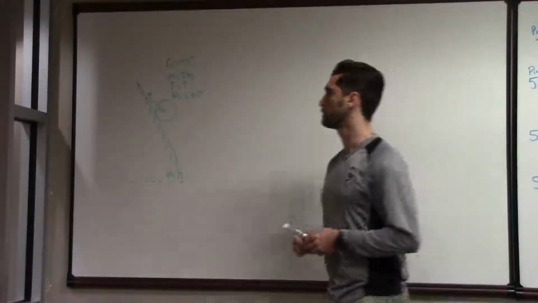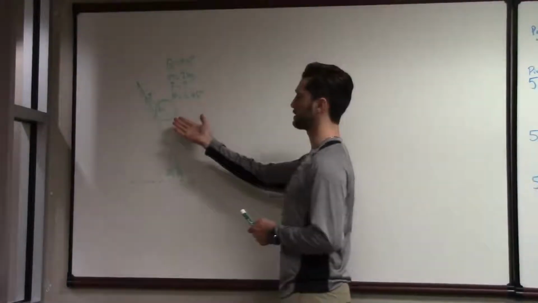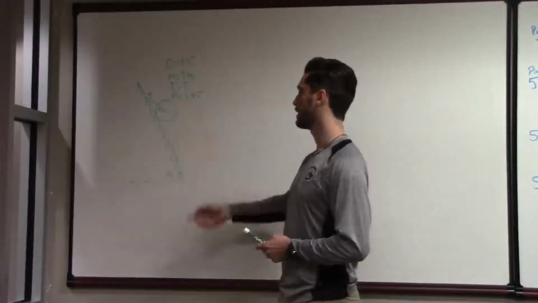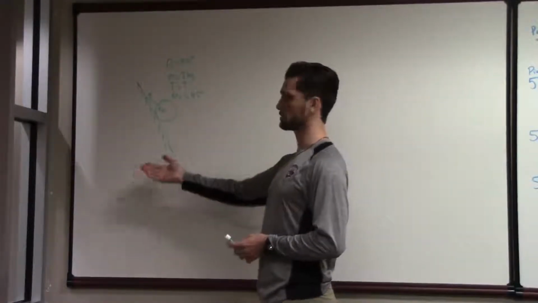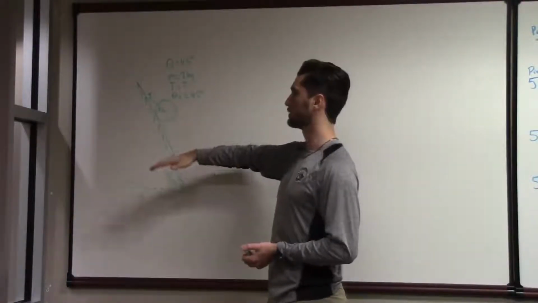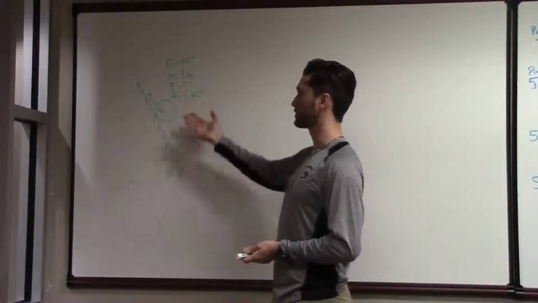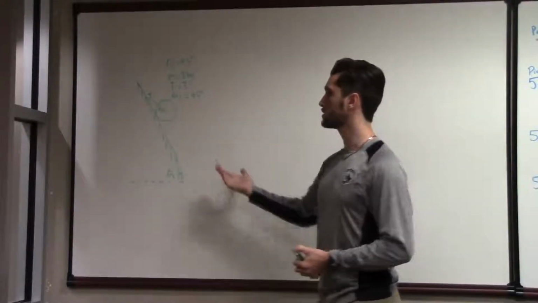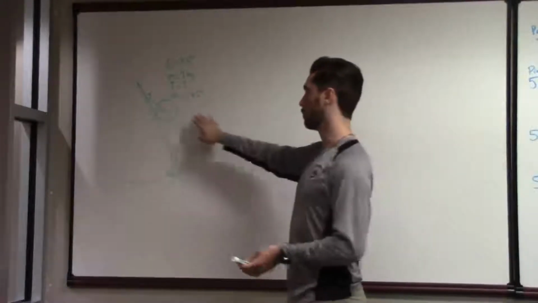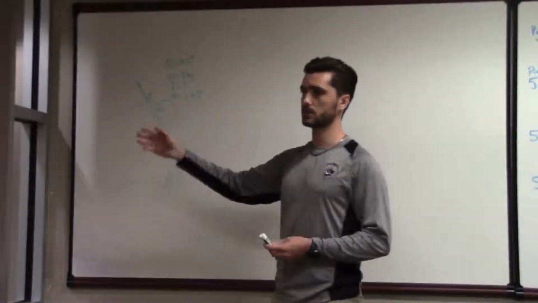Okay, so in this problem, I'm given a bowling ball on a slope that's attached to the slope with a rope. I'm given the angle that the slope is elevated from the horizontal, and I'm given the angle that the rope is elevated from the horizontal. And I'm also given the mass of the bowling ball.